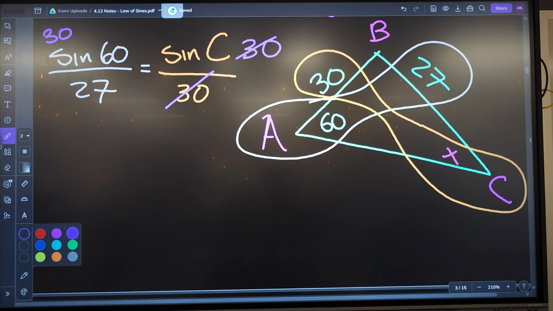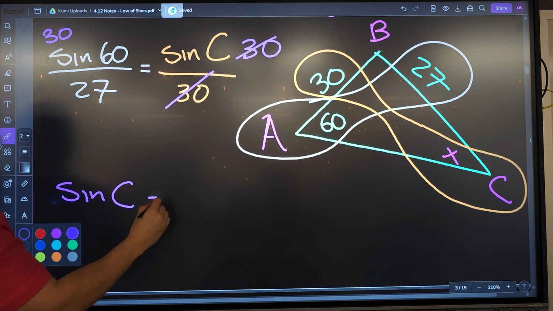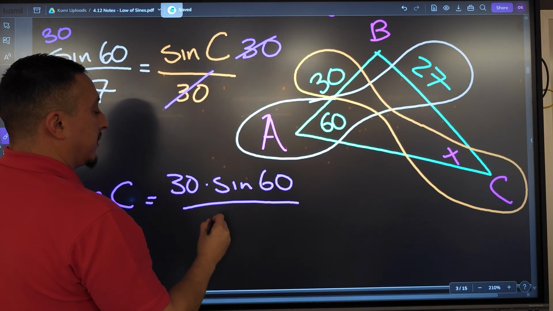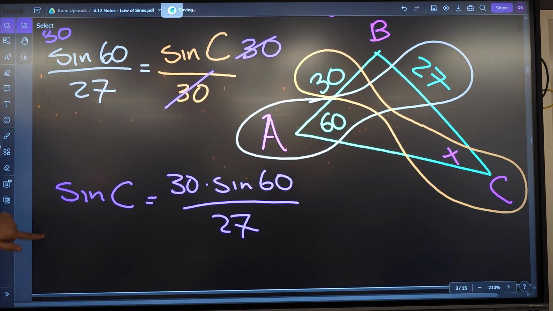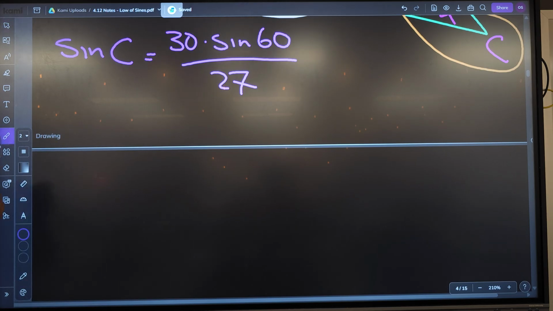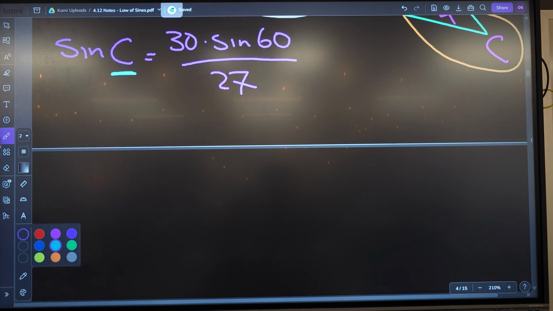Now, I'm going to bring it to the left side just because I like it better on the left, but I'm just going to flip the left with the right. So sine C, just to rewrite it so you can see it better: 30 times sine 60 over 27. Okay, so that's what it looks like. Back to my original question, how do we solve for an angle? Inverse, kids. I want that to be really clear in your head because if not, you get stuck right here. This is an angle. So if I want to solve for that angle, I use the inverse function.